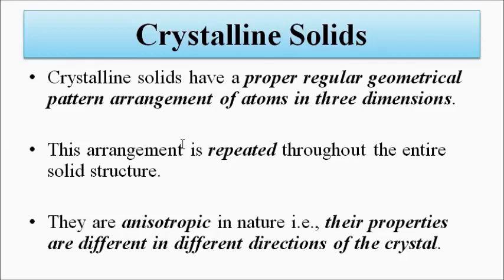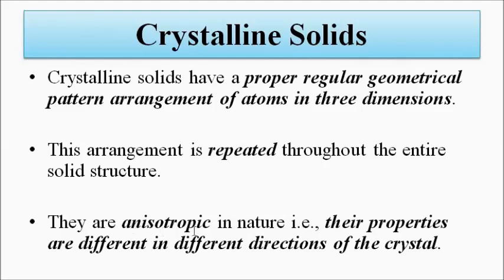It means that we can predict the structure of the crystalline solid if we understand the crystal structure, because it will be repeated throughout. A combination of those crystal structures will make the crystalline solid. And they are anisotropic in nature. Opposed to the amorphous solids, they are anisotropic in nature.